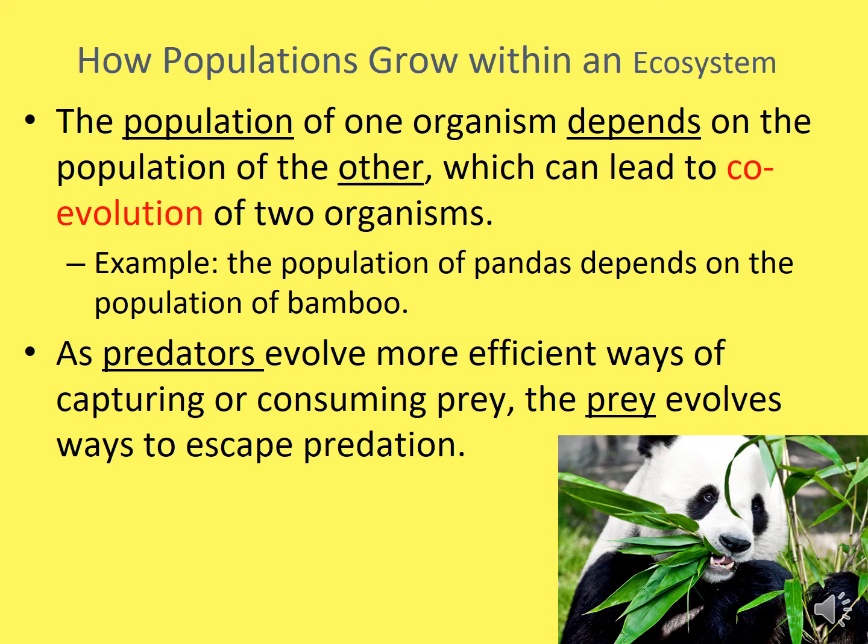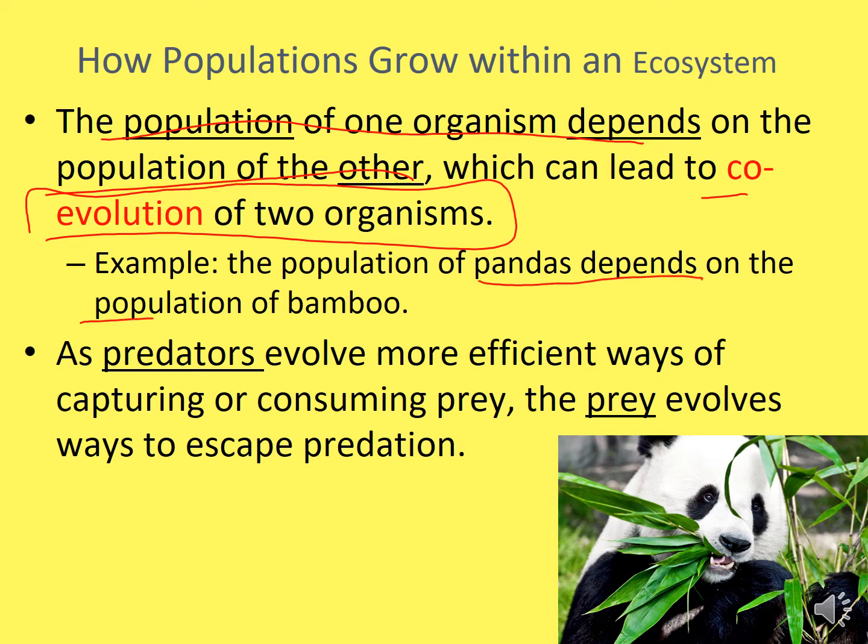Think about that. Well, the population of one organism depends on the population of another, right? That leads to coevolution of the two organisms. So, this is talking about an interdependent ecosystem. For instance, pandas depend on the population of bamboo because pandas eat bamboo and that is their favorite meal. When they eat this bamboo, it allows them to live longer, because the more bamboo there is, the more they can reproduce to have kids to eat the bamboo too.